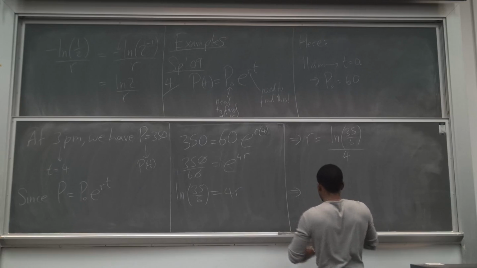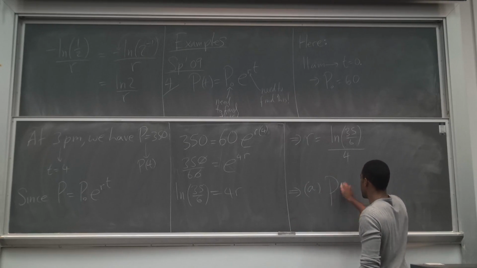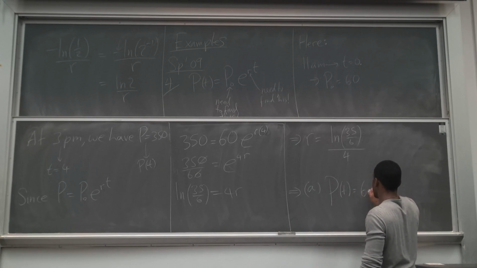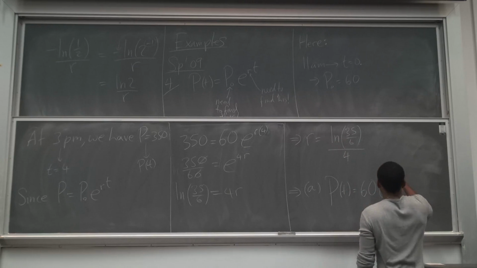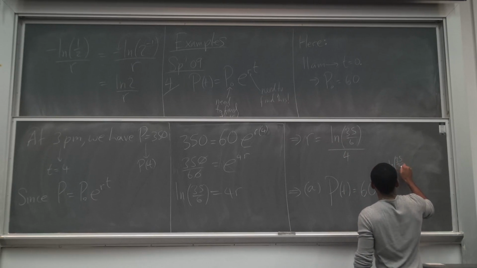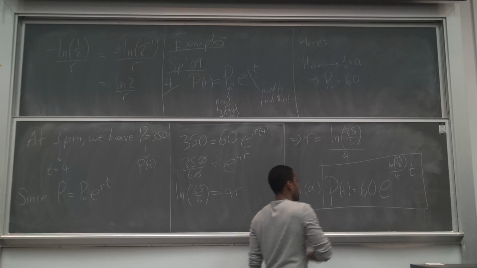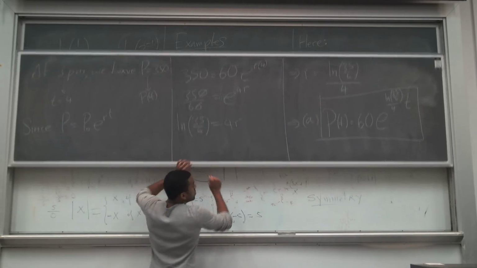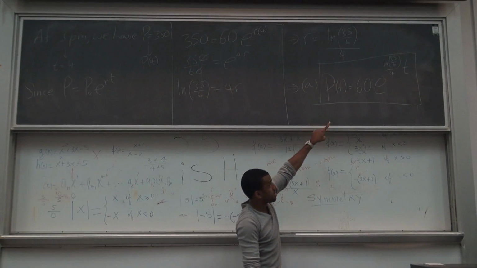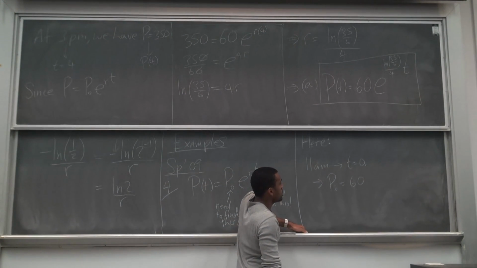It says find P of T. So in part A, now I know what my P of T is. P of T is equal to 60, which is what I started with, e to this guy, ln 35 over 6 over 4 times t. And that's going to be the answer for A. So that's the function that's going to measure the size of this bacteria population at time t in hours.